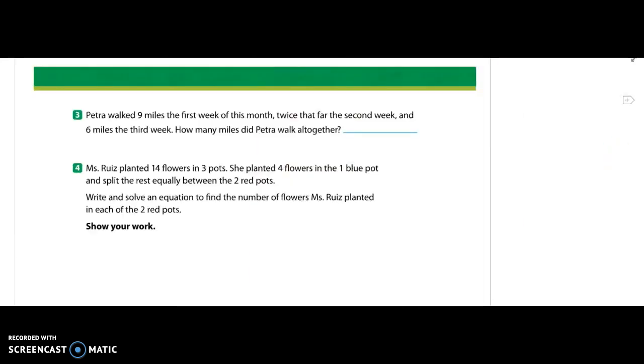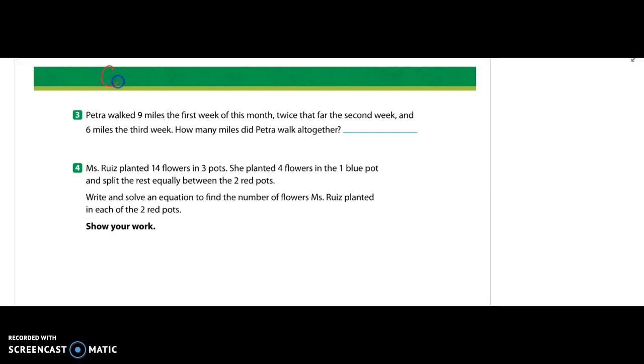On page 99, we have problem number 3 at the top. So we're going to read that. Petra walked 9 miles the first week of this month, twice that far the second week, and 6 miles the third week. How many miles did Petra walk altogether?